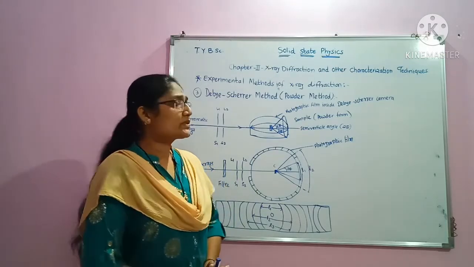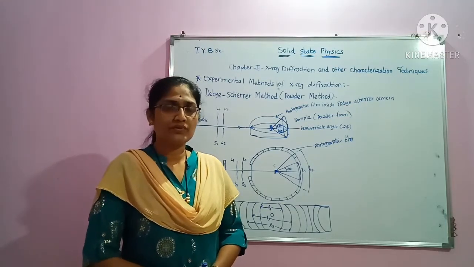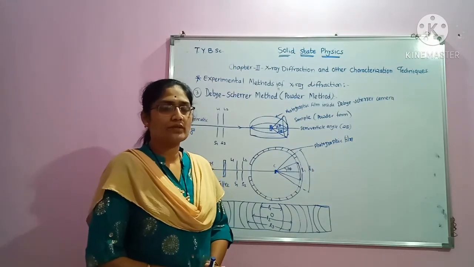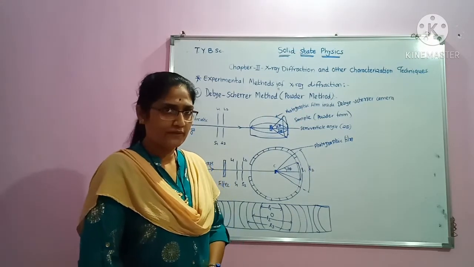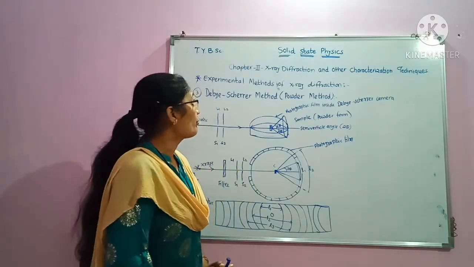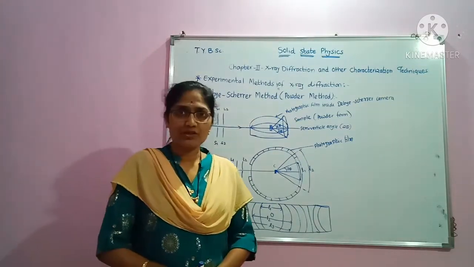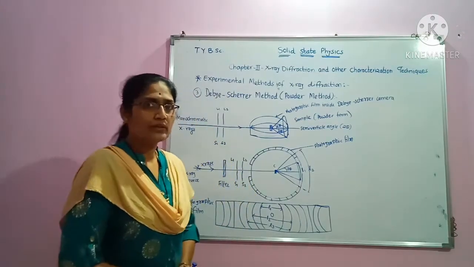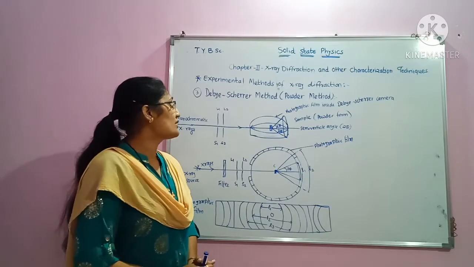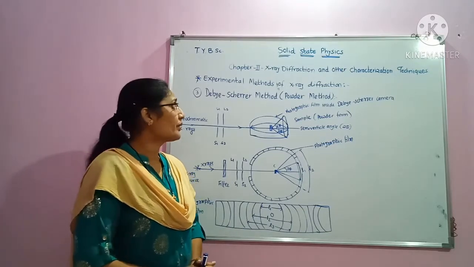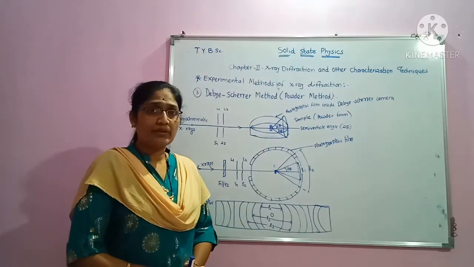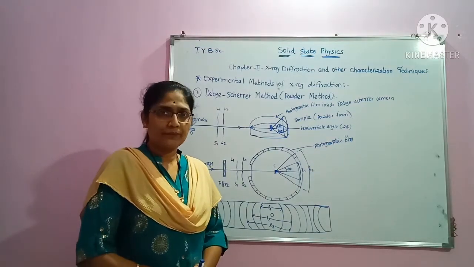We have started our syllabus related to solid state physics. In that we have started our second chapter, that is X-ray diffraction and other characterization techniques. In our previous lecture, we have seen a few methods of X-ray diffraction, that is Laue method and rotating crystal method. In today's lecture, we are going to see one more method of X-ray diffraction, called the Debye Scherrer method or powder method.